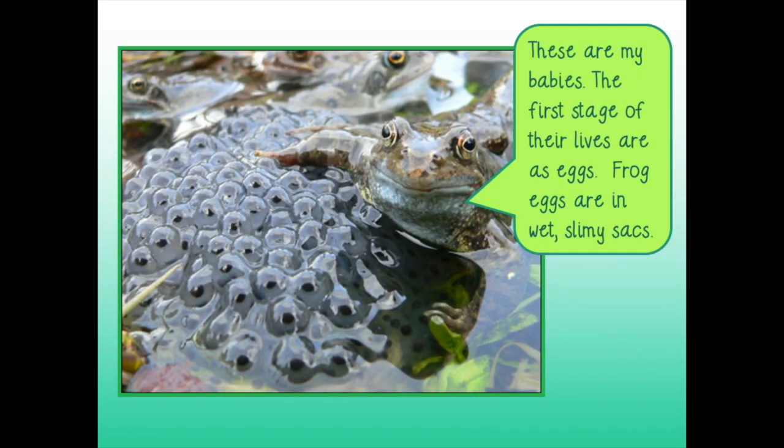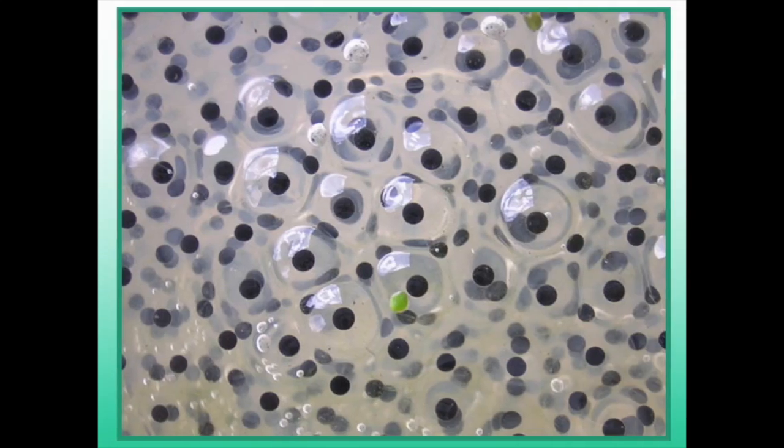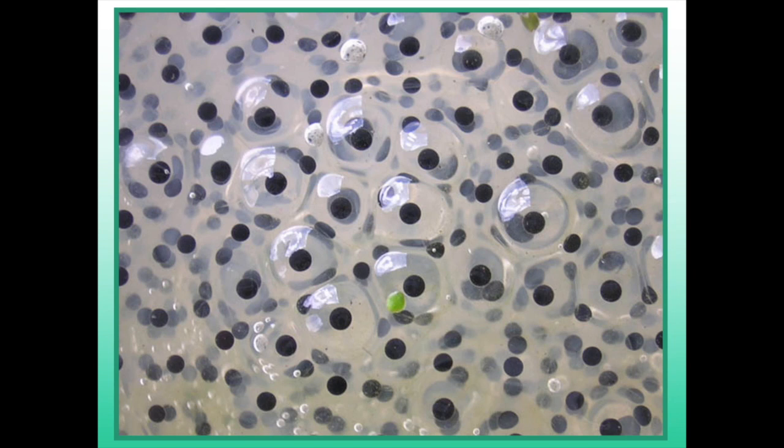Here we have an adult frog, and what's he got with him? These are my babies. The first stage of their lives are as eggs. Frog eggs are in wet, slimy sacs. Here, we can look a little closer. Now, what was this stage again? Say it out loud and then see if you are correct.